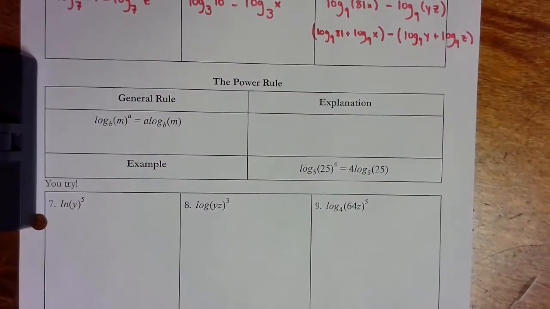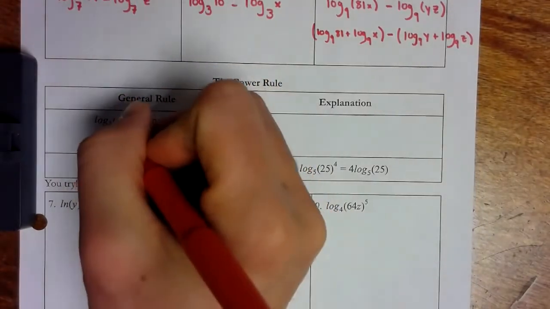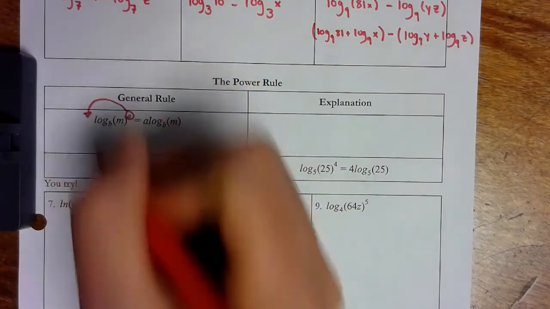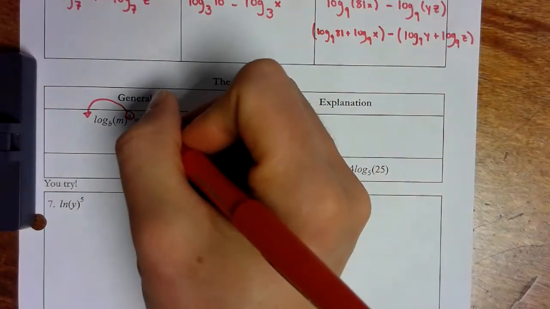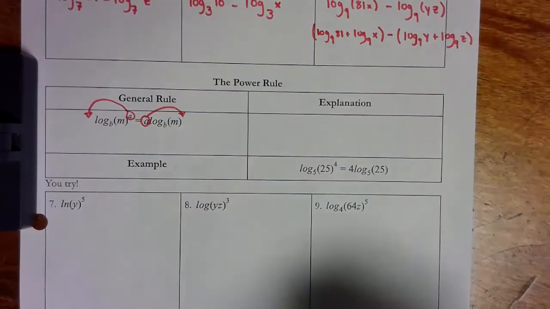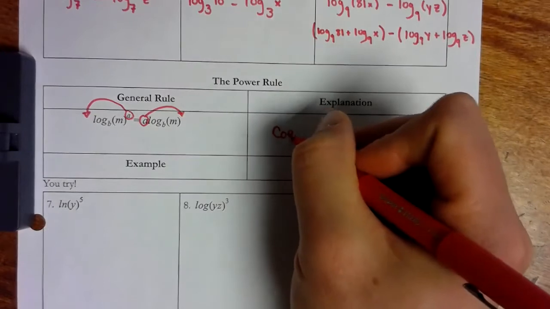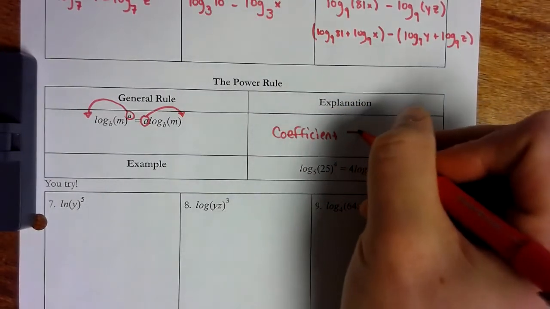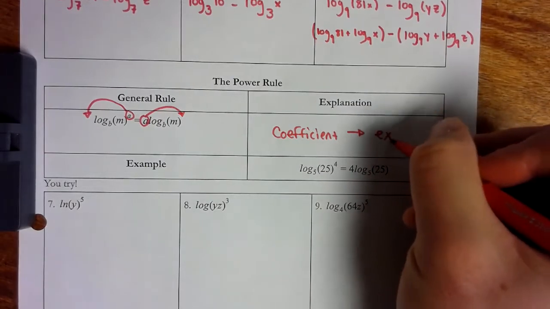All right, last one is, again, the name doesn't matter, the power rule. Basically, all that's saying is if we are taking the log of something that has an exponent, the exponent can become the coefficient and vice versa. So I could also take this coefficient and make the exponent if need be. So again, my explanation is that the coefficient leads to or is friends with exponent.